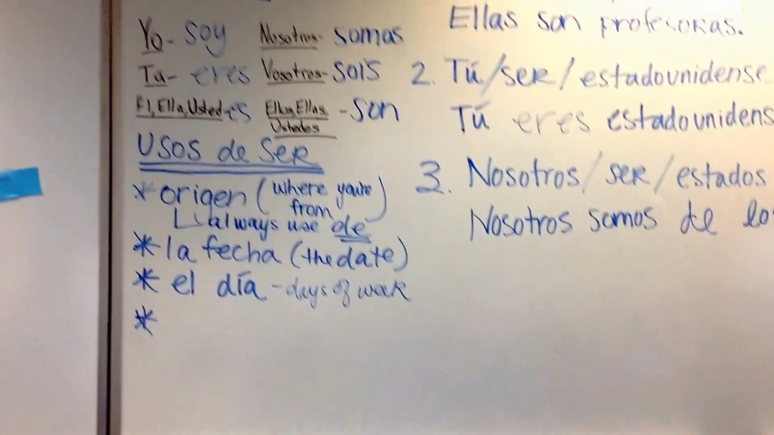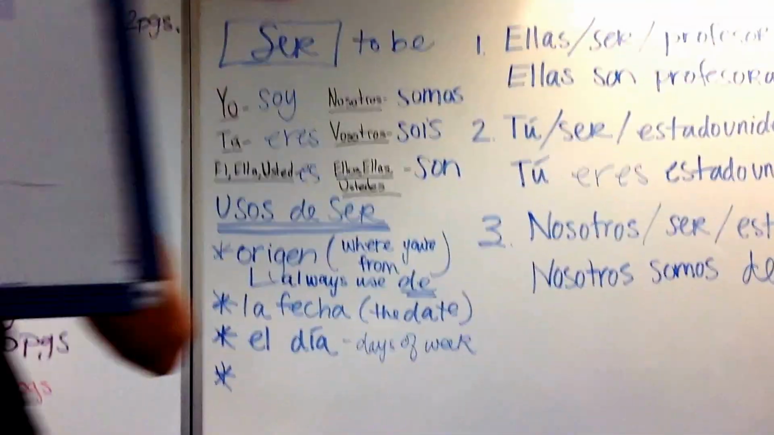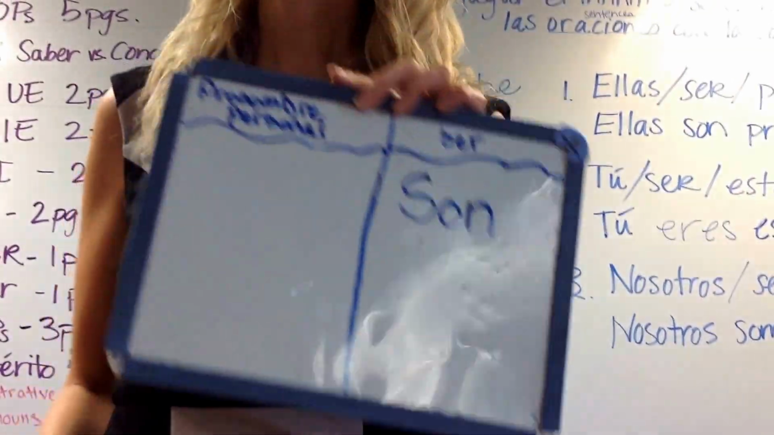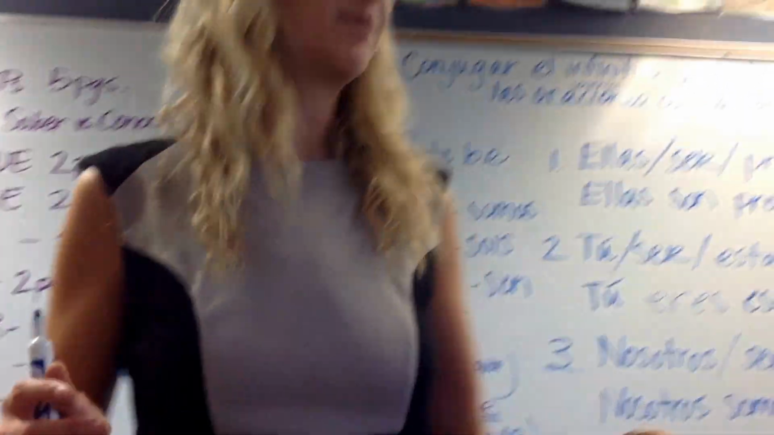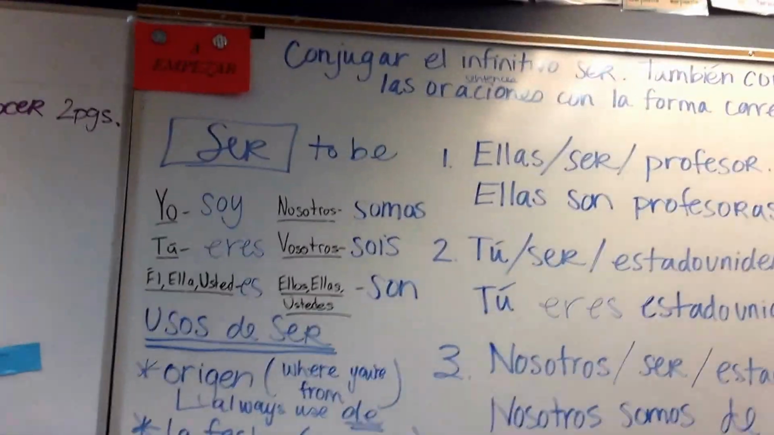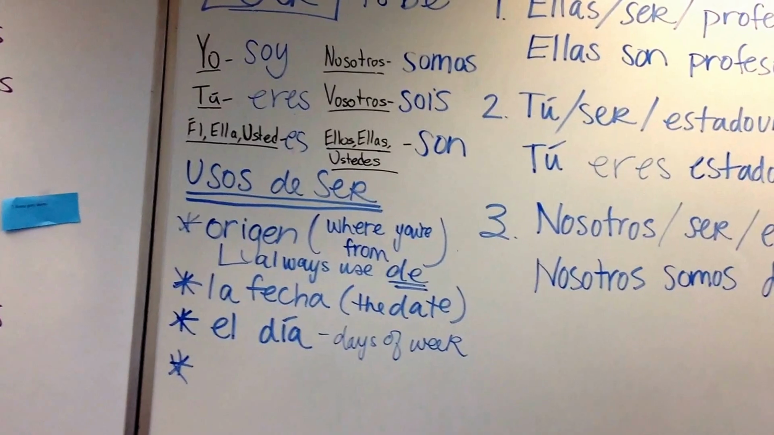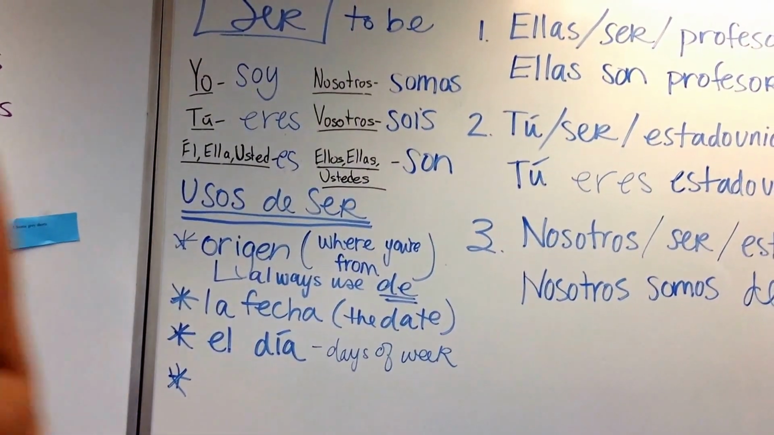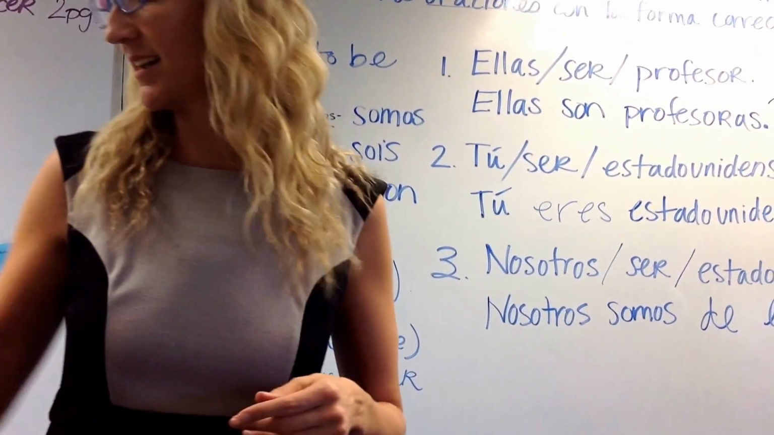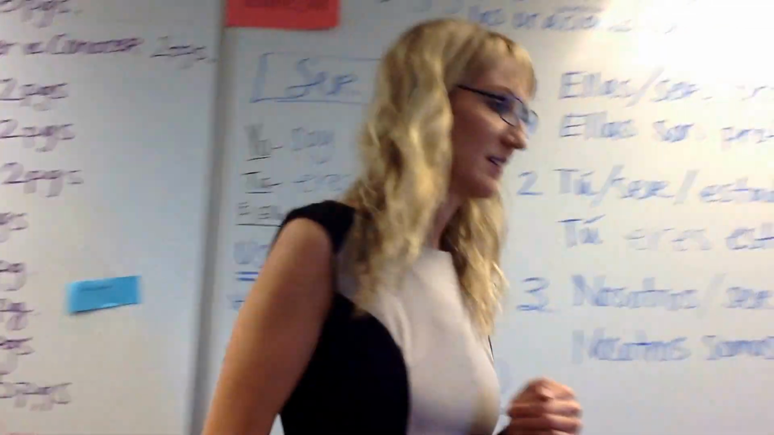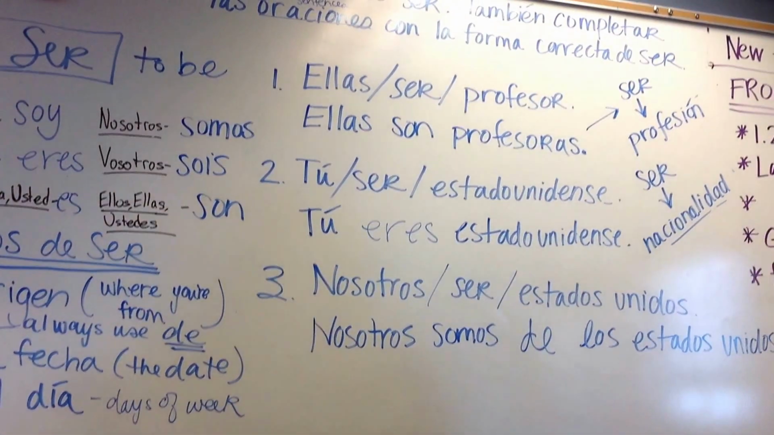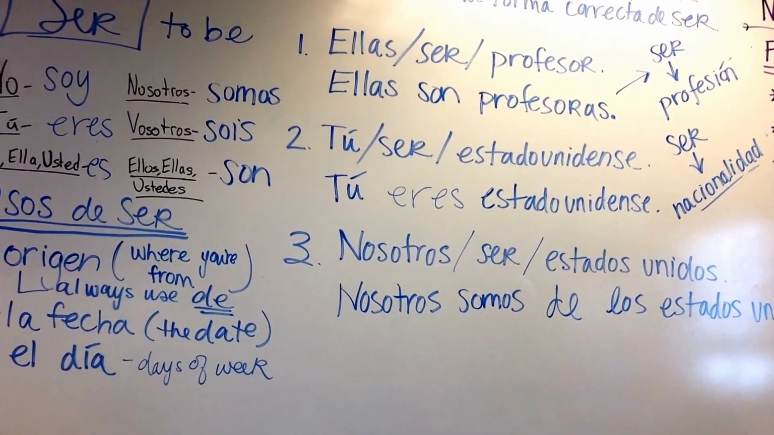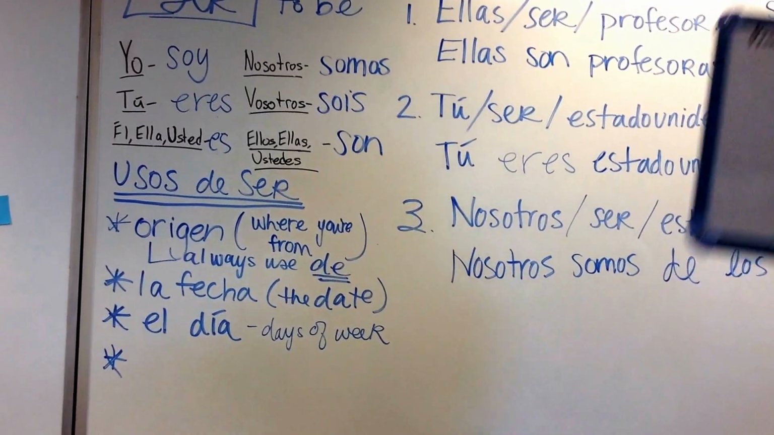How do you say they are? They are is, repite, son. Son is they are. We are. Let me see, we are. Got it. Muy bien. We have, repite: somos.